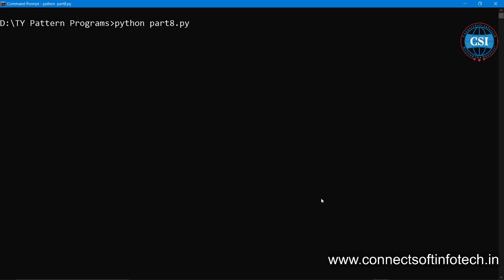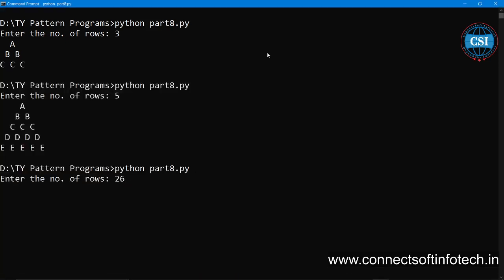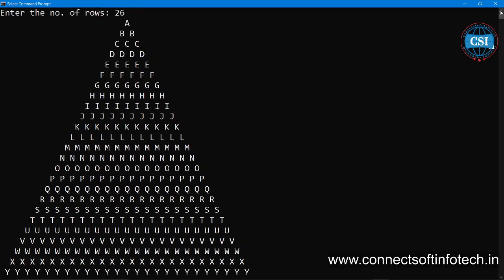Enter the number of rows, n is equal to 3. See how the output you are getting. Perfect. A, then B B, C C C. If you enter 5, A, B B, C C C, and so on, you are getting a perfect pyramid. If you enter 26, we are getting the perfect pyramid of all these alphabets.